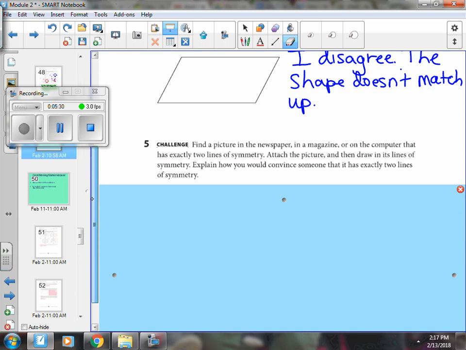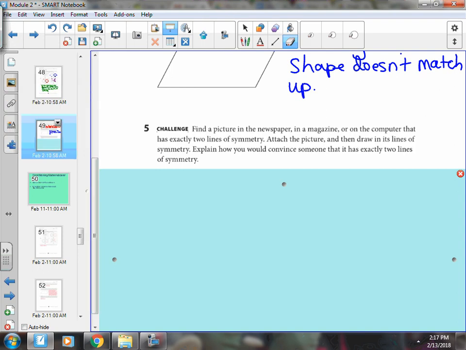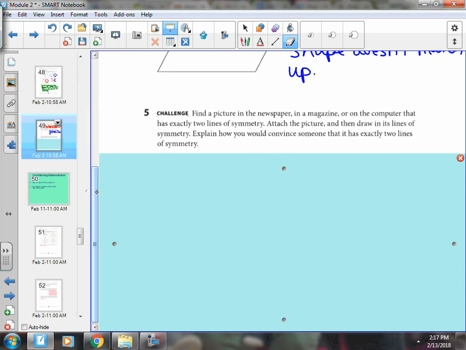Okay, number 5. Find a picture in the newspaper, in a magazine, or on the computer that has exactly 2 lines of symmetry. It is totally okay if you would rather draw a picture. You could even think of our pattern block shapes that we used in class to make our very symmetrical pictures. If it has 2 lines of symmetry, I think you should think this. The left is the same as the right, and the top is the same as the bottom.